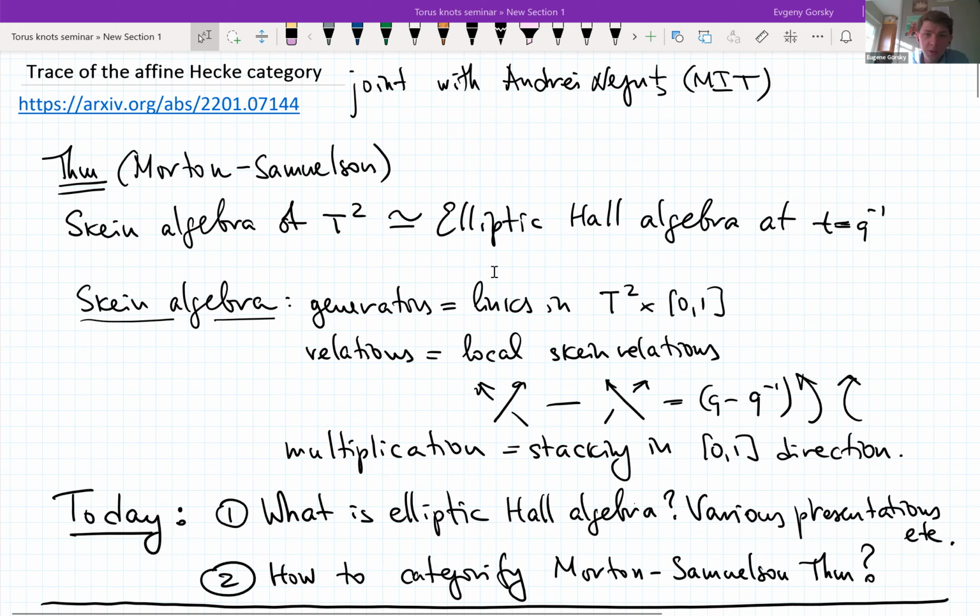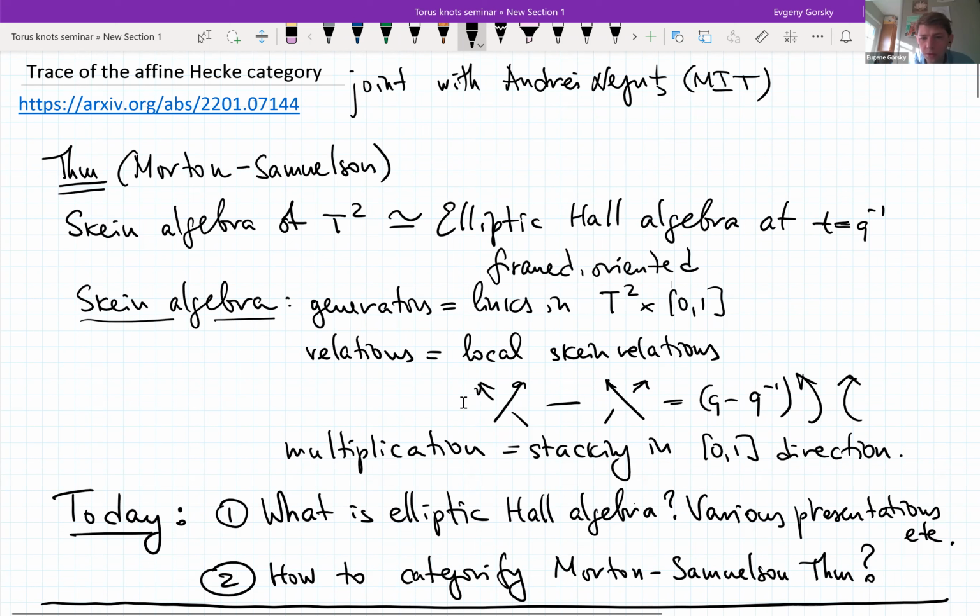That's again an interesting algebra, and Morton and Samuelson proved that it is actually isomorphic to an algebra that many people here care about, namely the skein algebra of the torus. So what is it? The generators of this algebra are all possible framed, oriented links in the two-dimensional torus cross interval. The multiplication in the algebra is just taking the union of these links in the 0-1 direction, and all this is taken modulo the local skein relation.